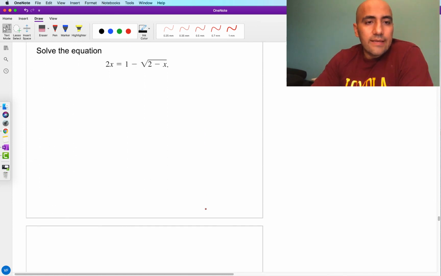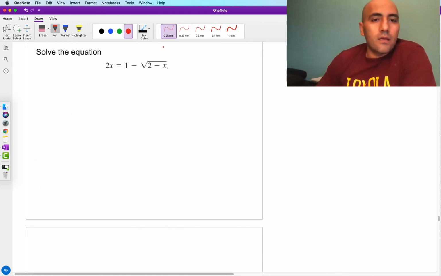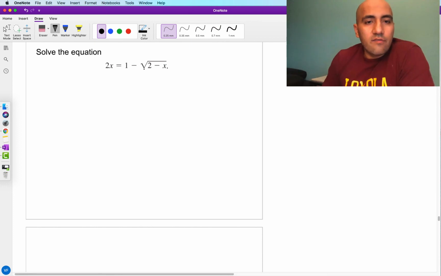All right, what about something like this? Let's start off by simplifying this a little bit. Let's get rid of this root first, because otherwise, we can't solve for x. There's an x inside the root, in the argument of the root. So let's get rid of it. And to do that, I'm going to isolate it first and then square both sides.